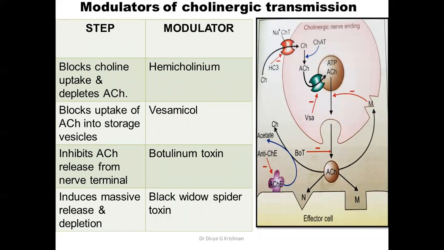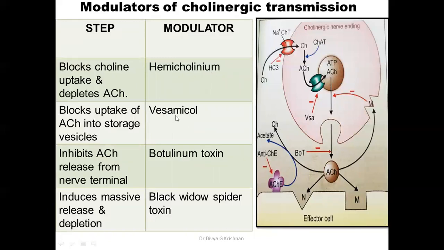Now we shall see some of the modulators of cholinergic transmission. Modulators means the drugs which are either inhibiting or increasing the cholinergic transmission. There is a drug called hemicholinium. It blocks the choline uptake and depletes the acetylcholine. I told you the first step was choline uptake. So this is being inhibited by hemicholinium.